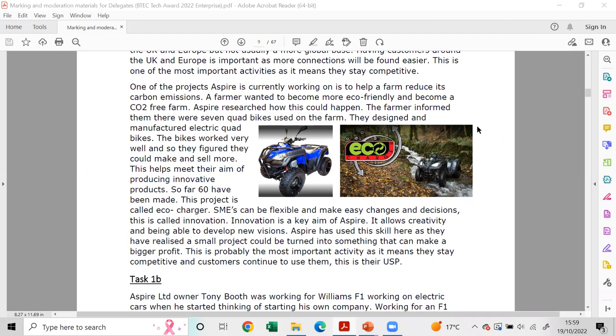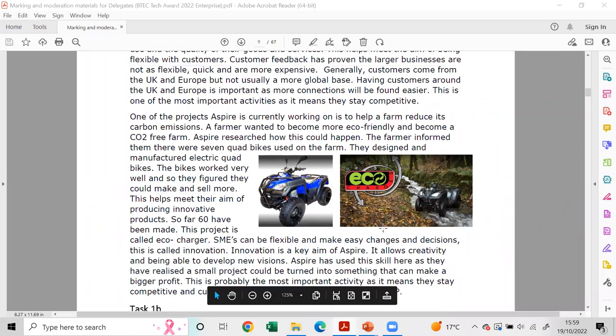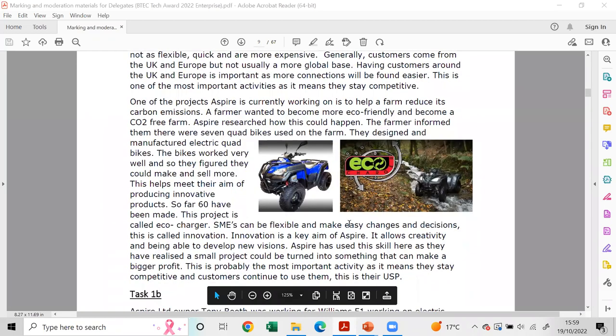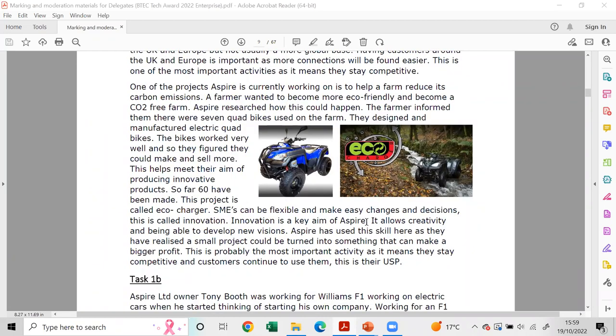So that's a little bit of judgment again. It's allowing this creativity. It's allowing them to develop new visions. Aspire's used this skill here as they have realized this small project could be turned into something that can make a bigger profit. And that's linking to that profit aim as well. Probably the most important activity, as it means they stay competitive and customers continue to use them. This is their USP. And if you notice that bit there, that is actually better judgments made in that last paragraph for this task than in the rest of it. So the links in this last paragraph are much better.